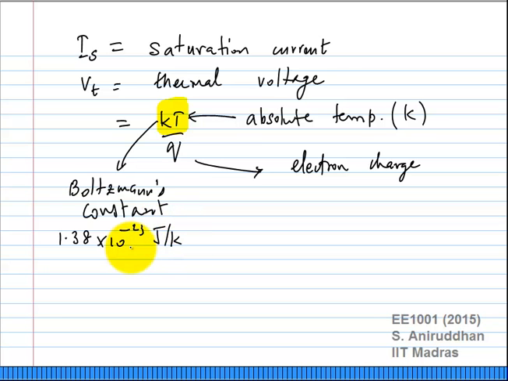T is absolute temperature, typically in Kelvin. We will assume in a majority of cases that the diode is operating at room temperature, let's say around 300 Kelvin, because it's a nice round number. Electronic charge is, I hope everybody remembers this, 1.6 times 10 power minus 19 coulombs. And kT by q has the units of volts. At room temperature, let's say 300 Kelvin.